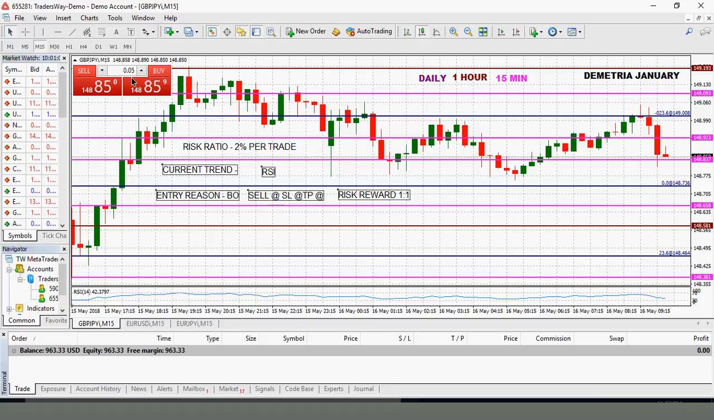My lot size is 0.05. Again, this is the Great British Pound JPY 15-minute chart. I have everything already pretty much plotted here, just ready for me to execute a trade.